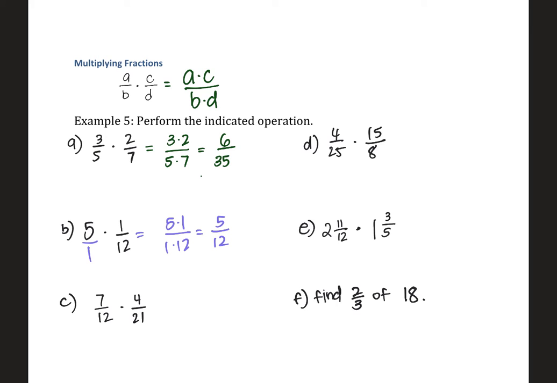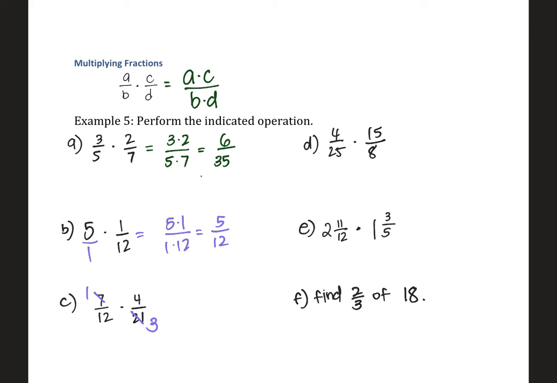For letter C, now we're going to look into how we can use cross-canceling. Letter C, already I can see that 7 and 21, they are both divisible by 7. So what I can do is cancel each of these. I know 21 is just 7 times 3. So this is going to become 3. I'm dividing both by 7. This one on the top becomes a 1.